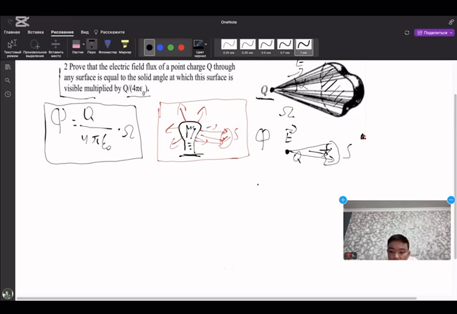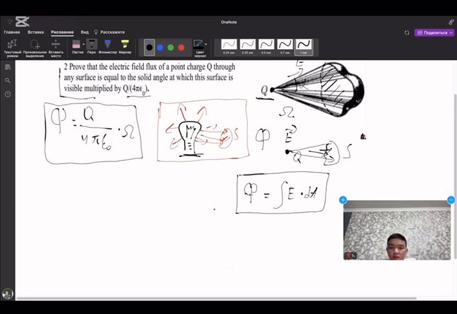Mathematically, we can write electric flux is equal to the integral of the electric field multiplied by dA. This is the main formula of electric flux.